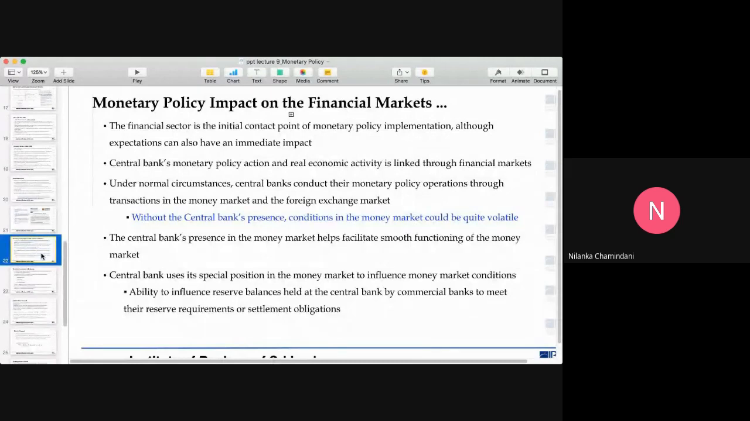Coming to the real market: what does real economic activity mean? The real market means the goods and services markets or real estate and the like. First it is going to impact the financial market, such as investment and saving, but then it is going to impact real economic activity, the demand and supply of goods and services. Can you understand how it is transmitted?